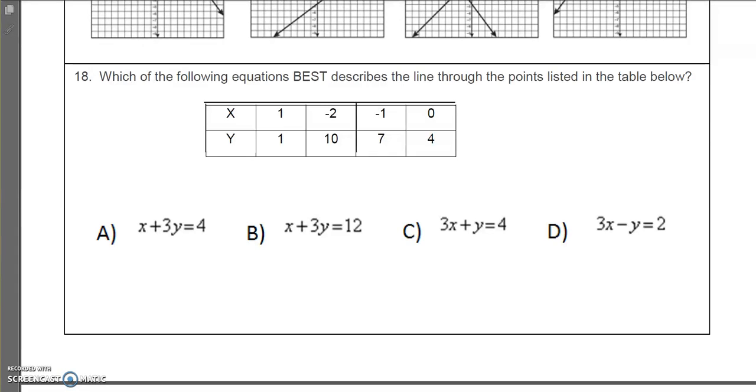Number 18 is asking which of the following equations best describes the line through the points listed in the table below. So we can do a couple different things. We can take this information right here and put it into the calculator and come up with an equation, or we could take a couple of these points and plug in and see which ones actually work. I think I'm going to go to the calculator though.